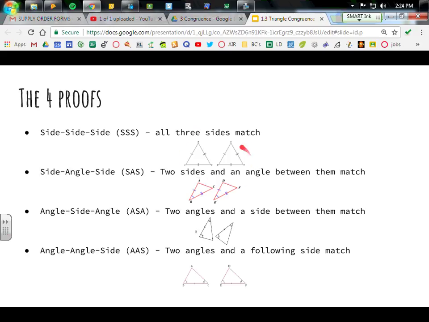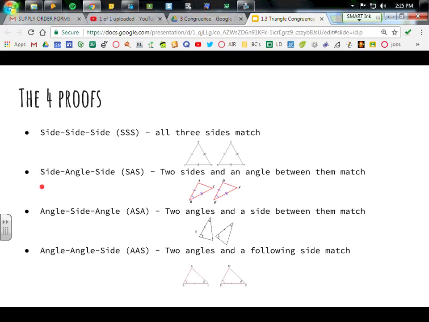Since all 3 sides of the triangles match up, they are congruent. They have to be. That means that their angles are also congruent. Everything about the triangles is congruent because there's only one way to fit those 3 specific sides together and get a triangle. It has to work out that way. That's the easiest one, when all 3 sides are congruent.